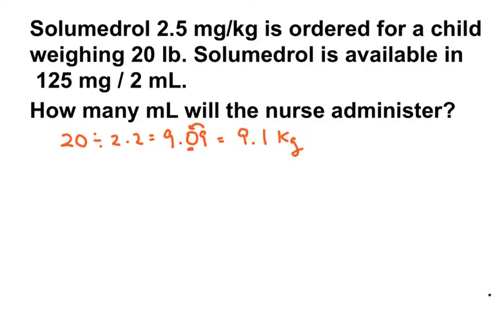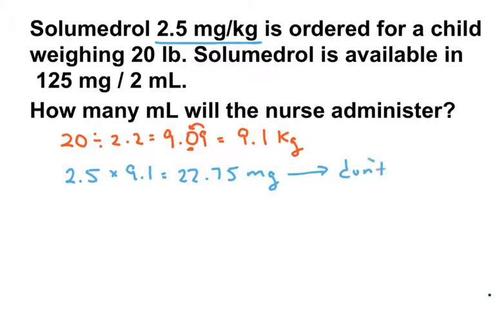Step 2. You're going to take what's required for him. Every patient's getting 2.5 milligrams per kilogram. So you're going to take the 2.5, and you're going to multiply that times his weight, 9.1 in kilograms. I usually don't write it. We just do the math. And you get 22.75 milligrams. Now, this, you don't round.